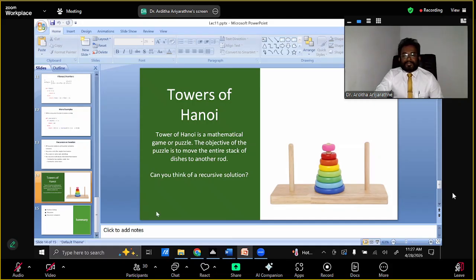Should we assign numbers to the disks for that? Yes, you can assign numbers, because in this case, students, we are giving a solution by using a program. So you can assign numbers. Very good solution.